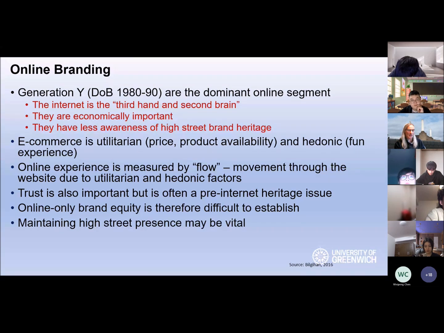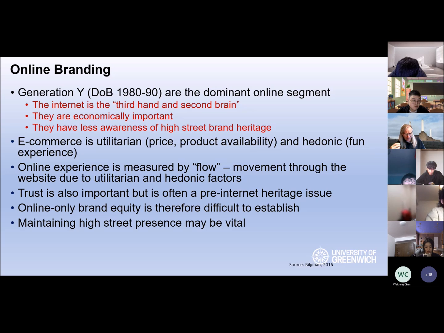If that doesn't happen, they can switch out in an instant, which is different from high street shopping, where it's the shop window that attracts you in. And then once you're in, you're flowing through, you're moving through the shop, but you're moving through for a different reason. You're not looking for fun. You're not particularly looking for prices as such. You're searching visually.